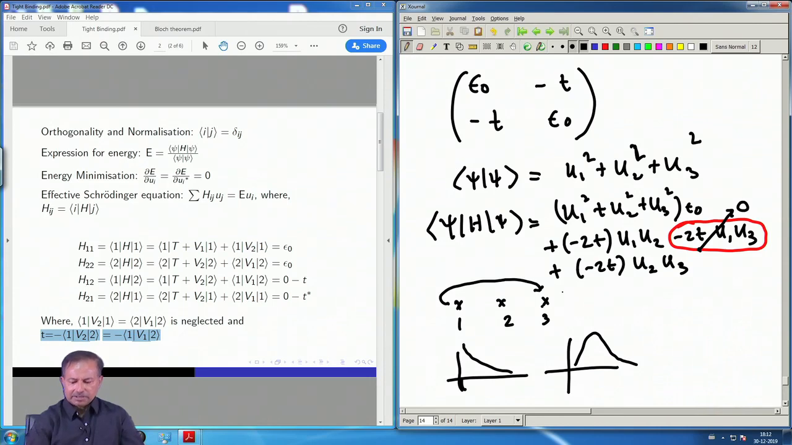So, let us just write the Hamiltonian. If you now minimize this equation with respect to u1, u2 and u3, you will similarly get exactly the same kind of Hamiltonian. You will have a t term between the nearest neighbors, minus t, and the diagonal term will always be epsilon naught. Only the site 2 has 2 nearest neighbors. Atom 1 and atom 3 have no nearest neighbor other than one on the right for 1 and one on the left for 3.